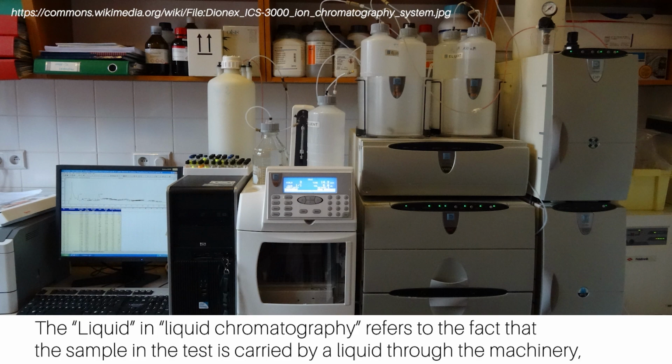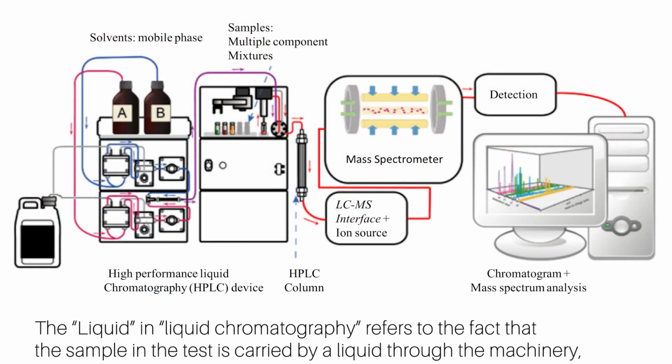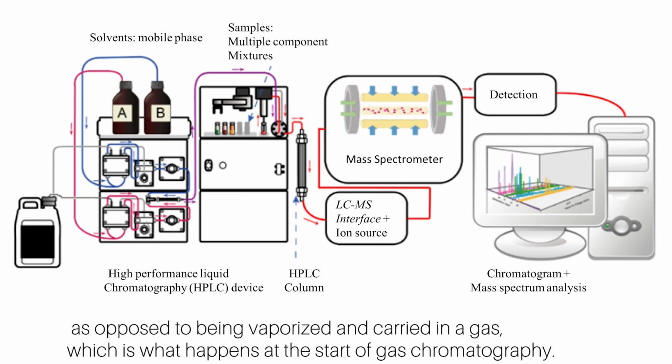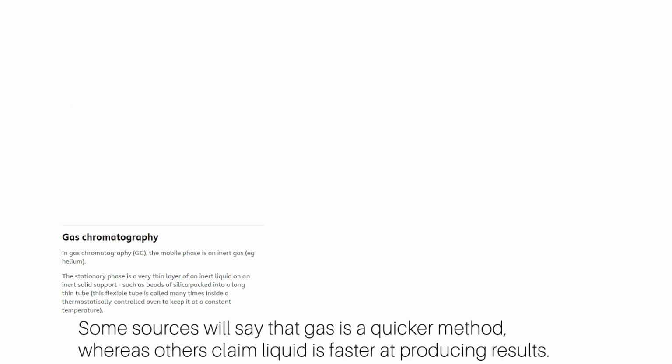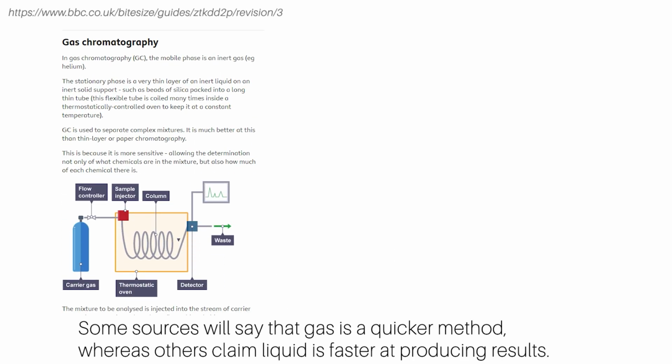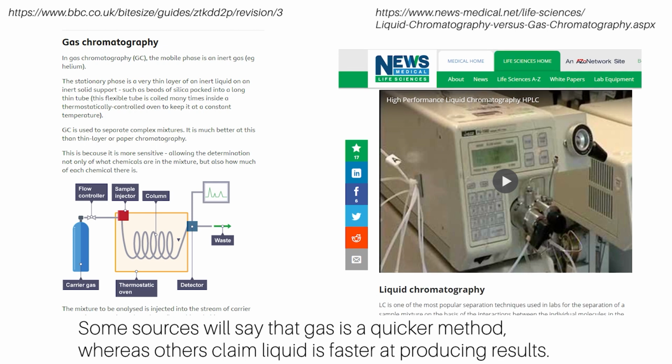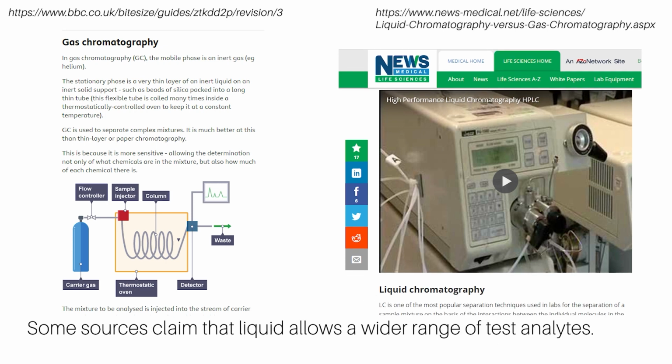The liquid in liquid chromatography refers to the fact that the sample in the test is carried by a liquid through the machinery, as opposed to being vaporized and carried in a gas, which is what happens at the start of gas chromatography. Some sources will say that gas is a quicker method, whereas others claim liquid is faster at producing results. Some sources claim that liquid allows a wider range of test analytes.